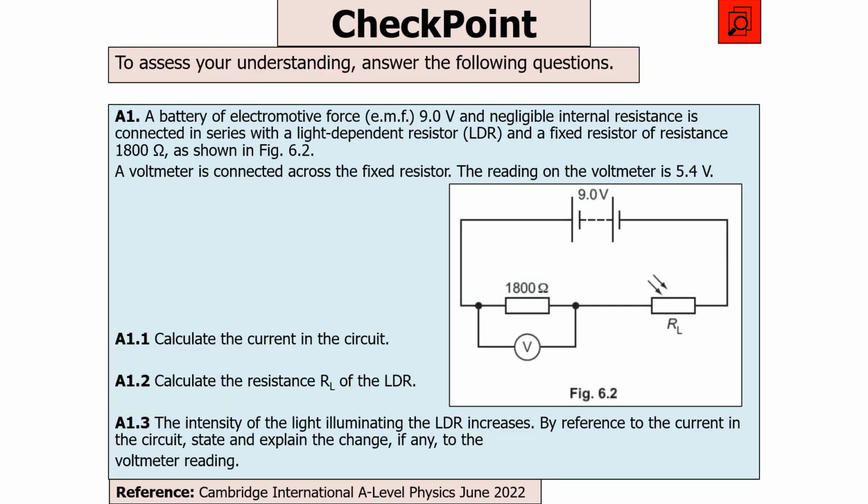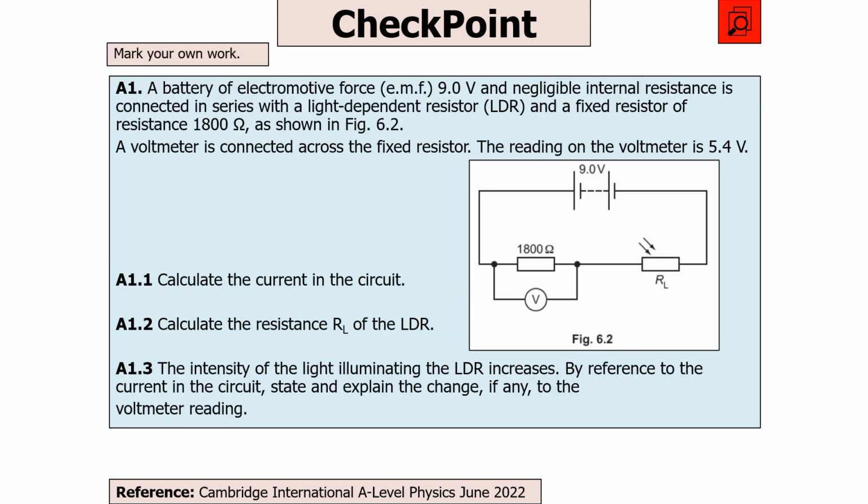The next one says a battery of electromotive force 9 volts and negligible internal resistance is connected in series with an LDR and a fixed resistor of resistance 1800 ohms. A voltmeter is connected across the fixed resistor. The reading on the voltmeter is 5.4 volts. Calculate the current in the circuit. Then calculate the resistance RL of the LDR. Then the intensity of the light illuminating the LDR increases. By reference to the current in this circuit, state and explain the change, if any, to the voltmeter reading. So pause the video now, then unpause the video when you want to go through your answer.